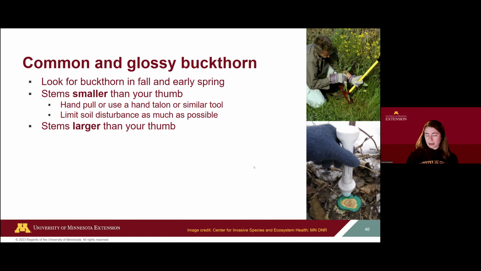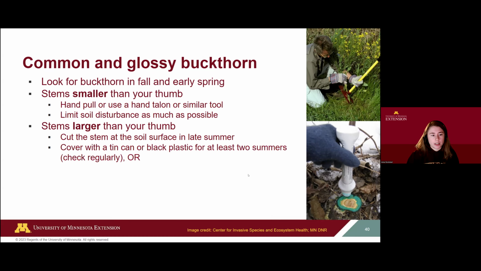For stems larger than your thumb, we can't just yank it out, so we're going to have to try something different. For this, you can cut the stem at the soil surface in the late summer, like what's shown here in that bottom picture. One method is that you can cover that stem with a tin can or a black plastic bag and leave it covered for at least 2 summers, but making sure that you're checking it regularly. And this is just shading out the plant and trying to prevent it from growing. Or you can treat that stump with herbicide, again, like what they're showing here in this bottom photo. You can treat that stump with herbicide in the late summer or fall, and that's going to distribute the herbicide to the root system below ground and hopefully kill the plant.